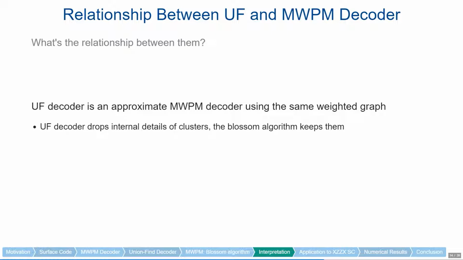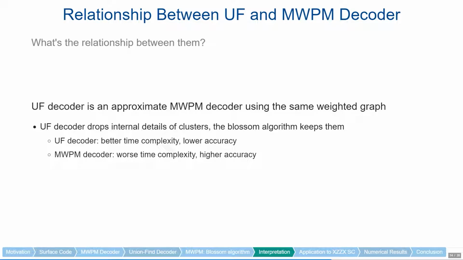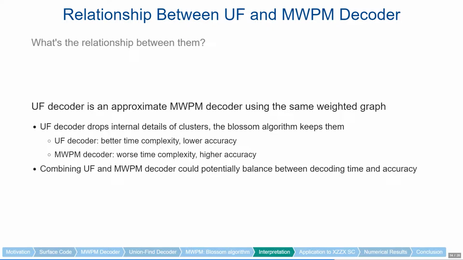The unifying decoder drops all the internal details of clusters, while the blossom algorithm keeps them. The unifying decoder and MWPM decoder each have their strengths and weaknesses. Inspired by this interpretation of the unifying decoder, maybe we could combine the unifying decoder and the MWPM decoder together so that it can balance between decoding time and accuracy. For example, by dropping internal details of clusters only when they are too large.